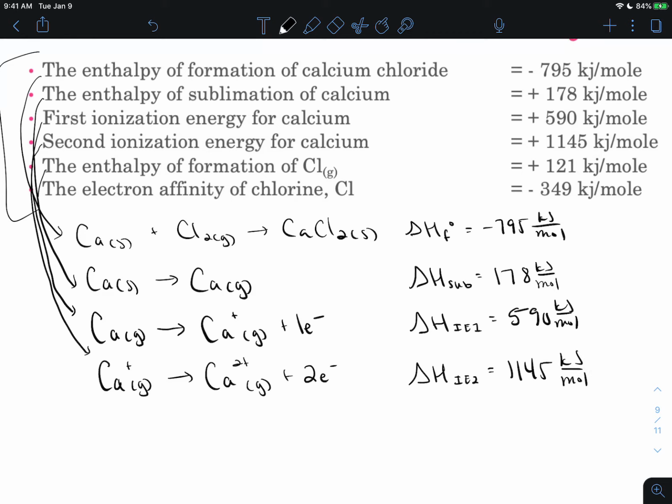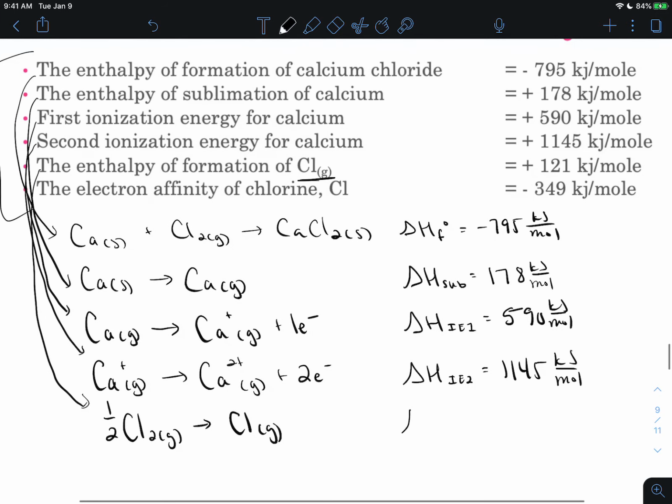And then our enthalpy of formation of chlorine. So this is 1/2 Cl2 gas goes to Cl gas. Okay, so this is for one atom of chlorine. Keep that as a note. You have to pay attention to how things are written. So this is our enthalpy of formation of chlorine. And that's going to be equal to 121 kilojoules per mole.